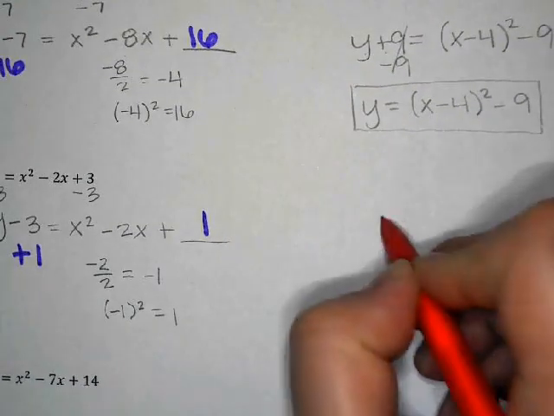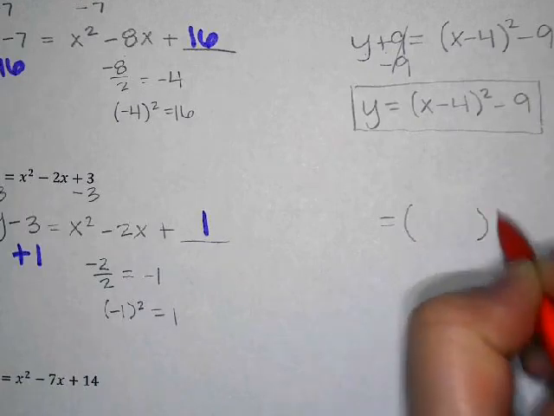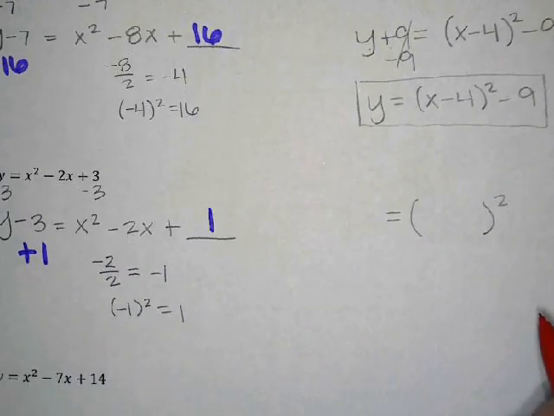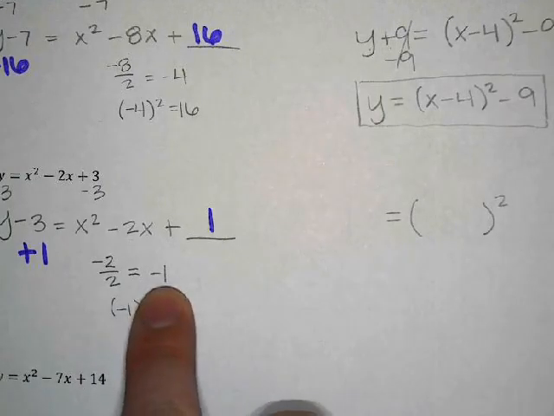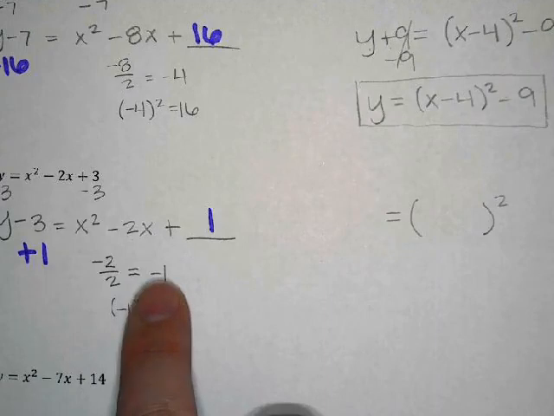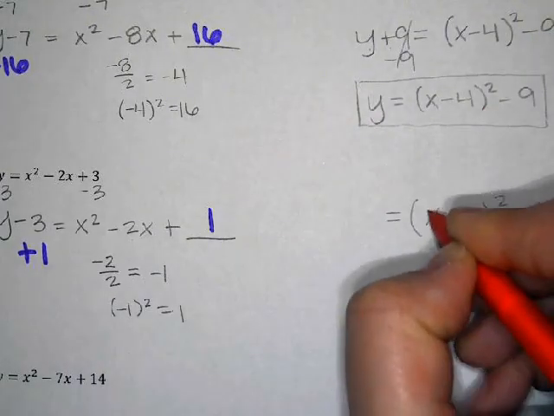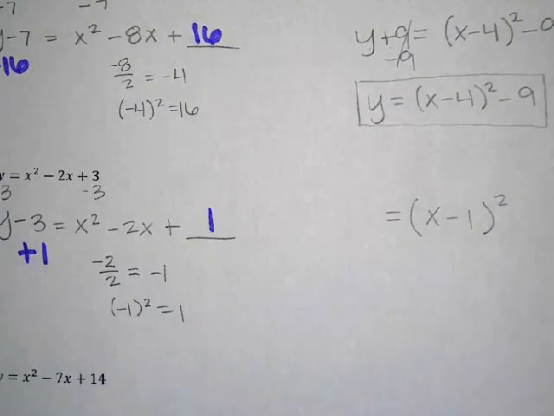And what goes in my parentheses? Whatever you got when you divided by 2, that number is the number that goes in your parentheses. So when we divided by 2, we got a -1, so I'm going to write x minus 1.